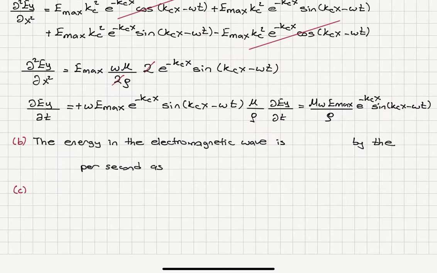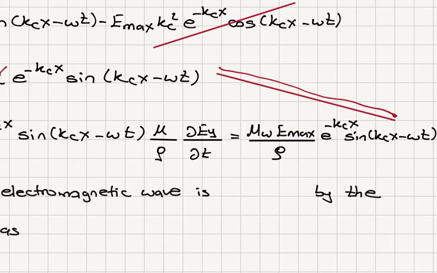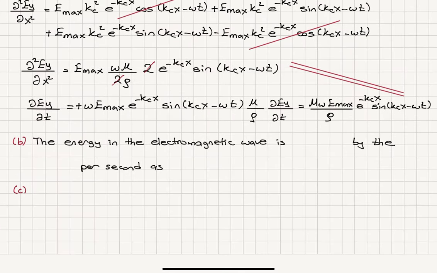So here is the answer, mu over rho del Ey del t. And here is the second derivative of Ey with respect to x: E max omega mu over rho e to the minus kcx sine kcx minus omega t. So comparing these two, I see that they are the same. Therefore, I conclude that this is a solution.